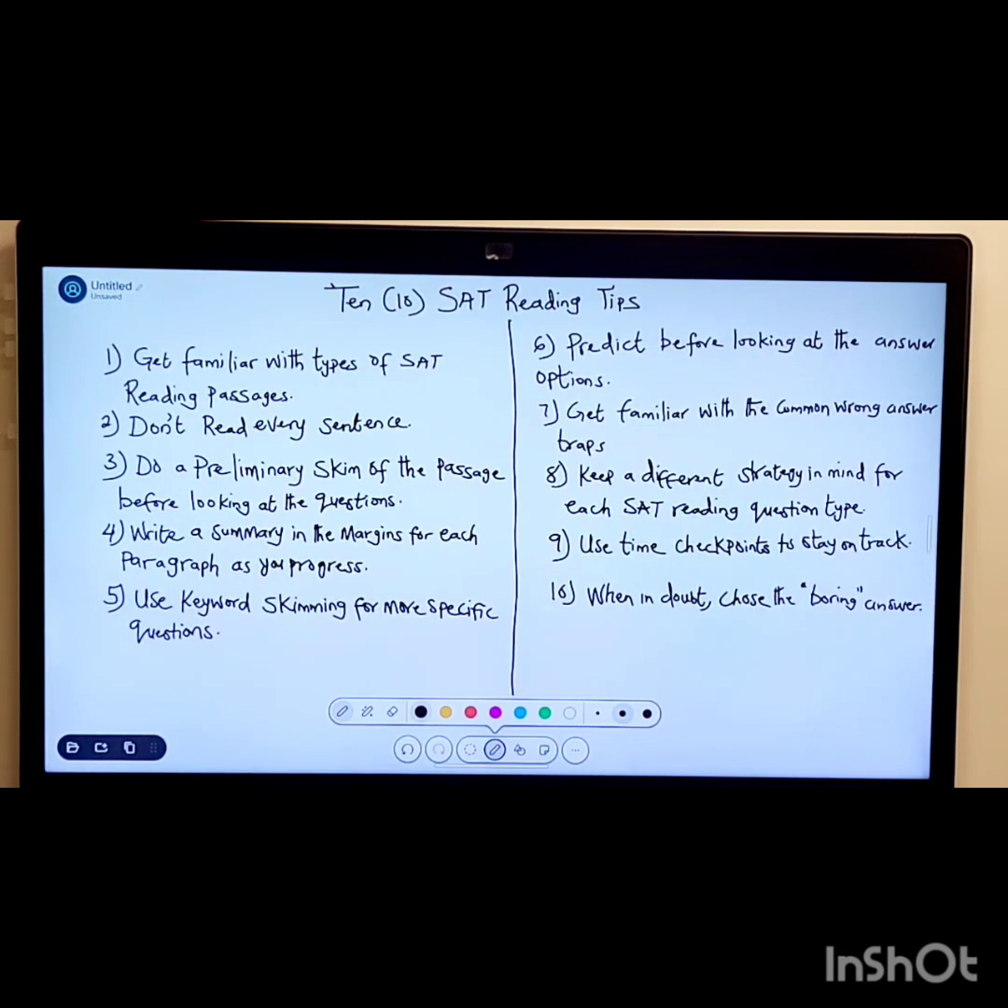But you need to understand that you cannot get familiar with the common wrong answers if you don't do practice. If you are just waiting for the exams, getting to your SAT and wanting to get all this, you can't. You need to get familiar before your exams. These are things you need to do before your exam day.